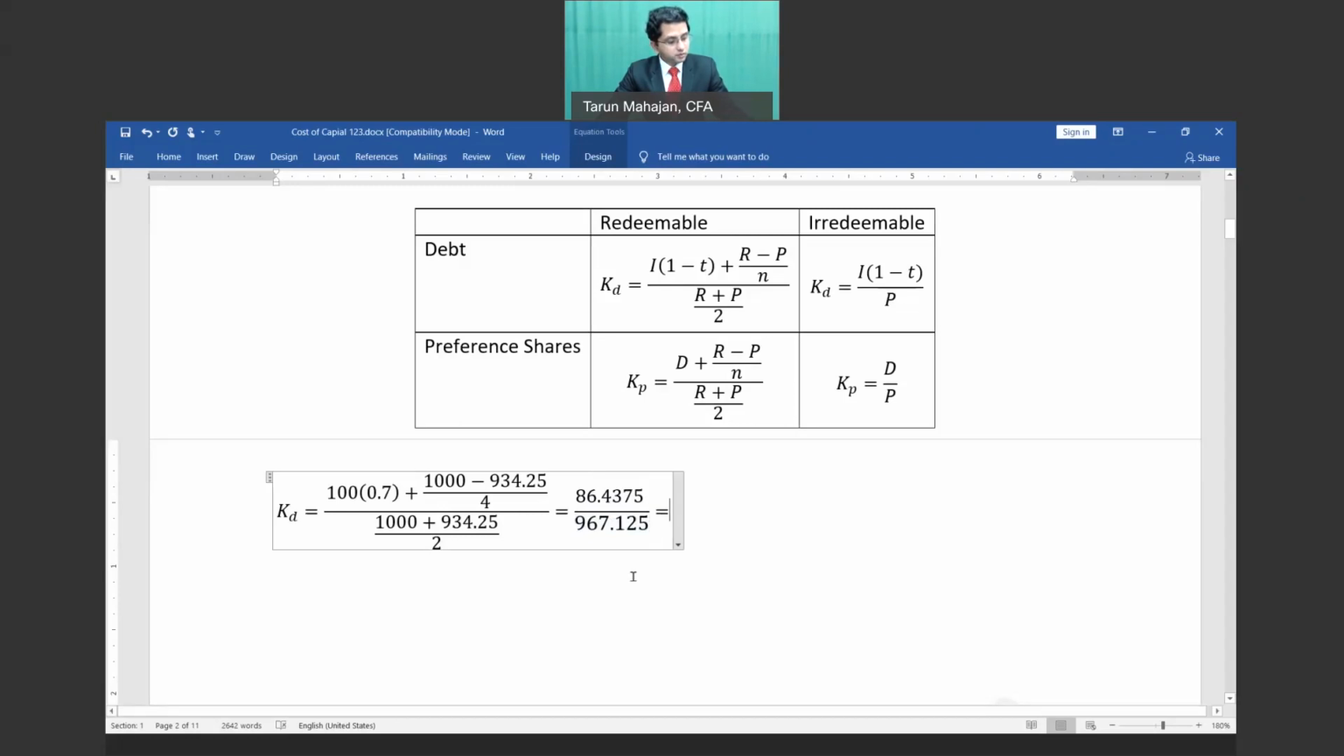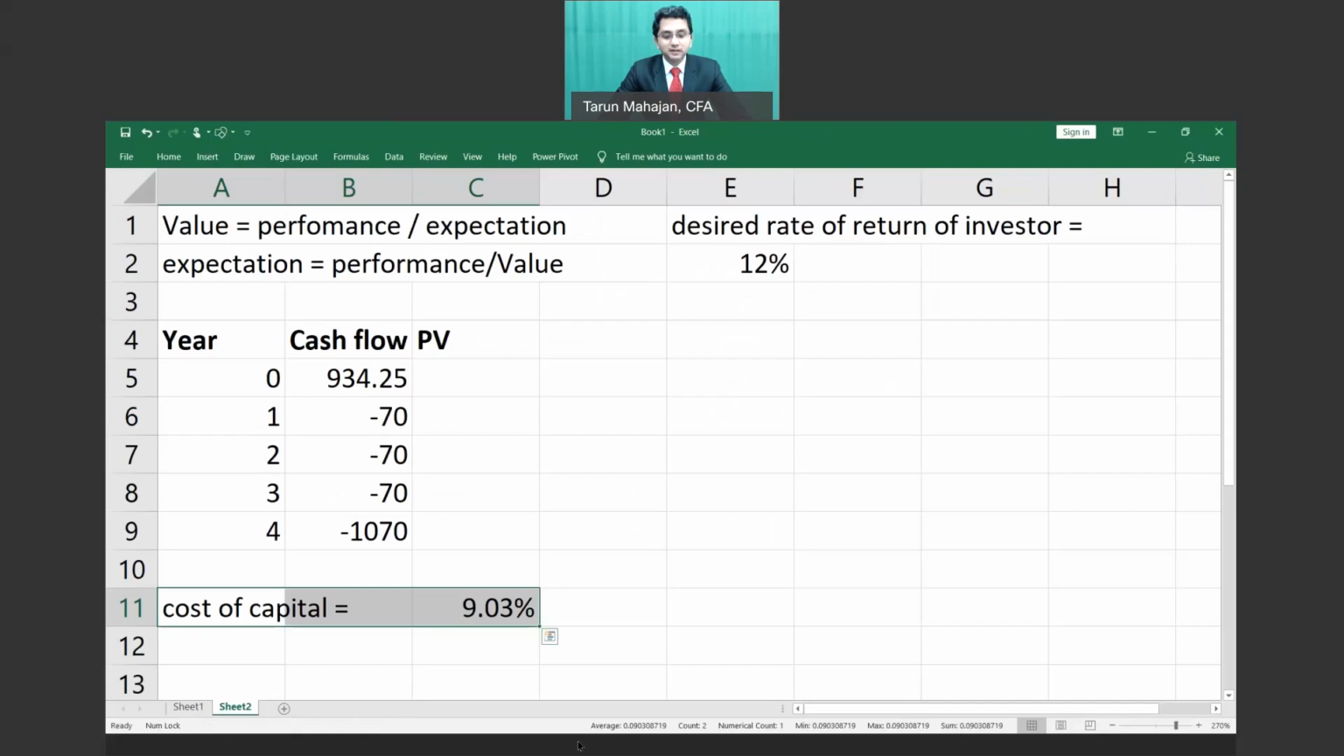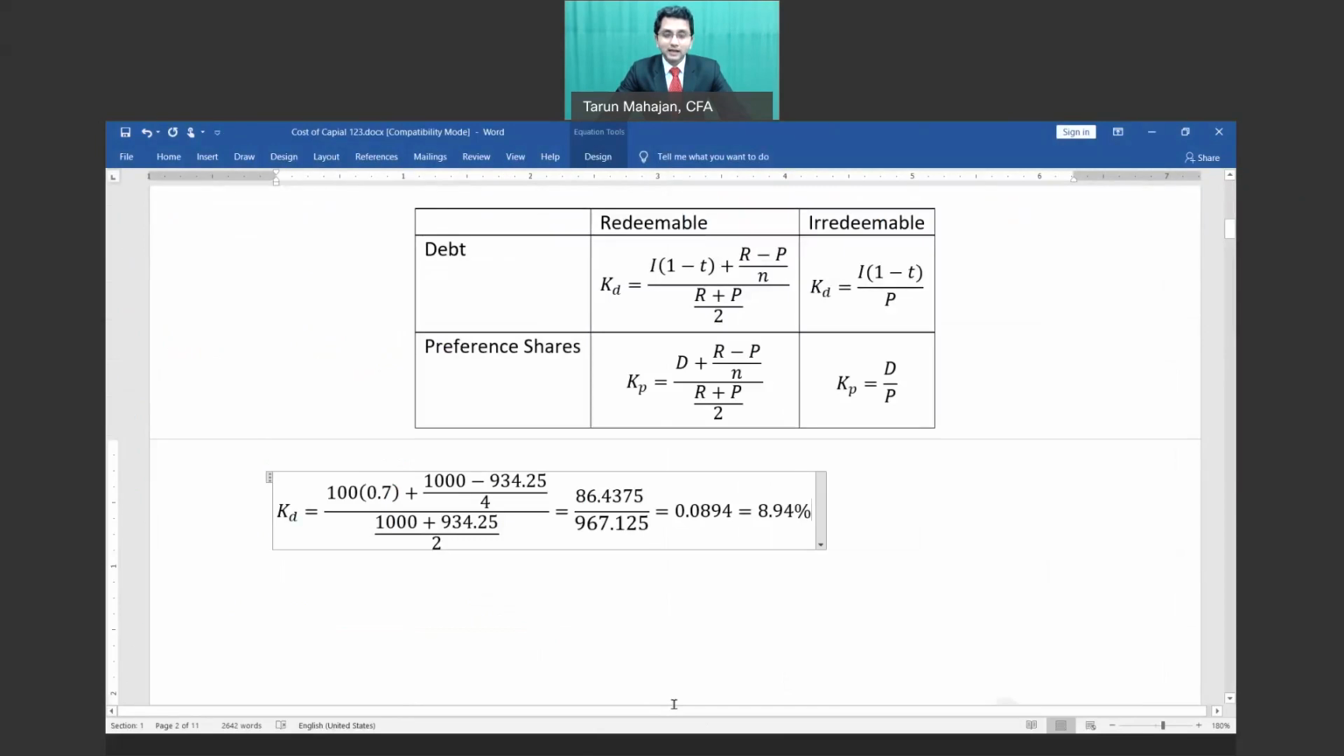Divide, and it is 0.89394. So that is equal to 8.94%. Now this is the tentative answer. This is not the exact answer. The exact answer is 9.03%. But the shortcut formula won't give you the exact answer. It will give you an approximate answer, and that is 8.94. That is roughly 9%.